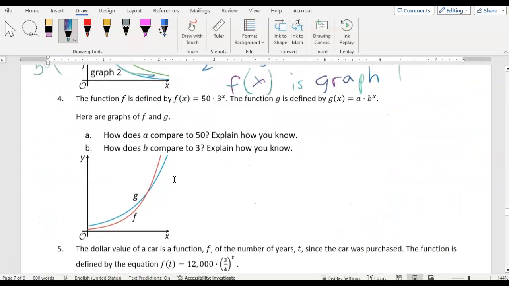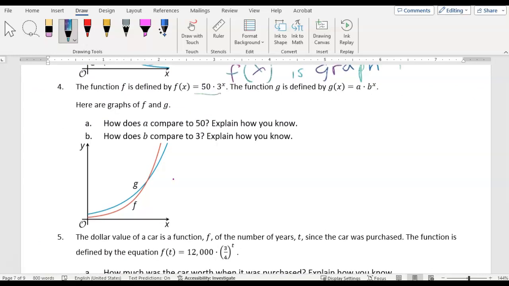All right, the function f is defined by, so again we have this similar situation here, graphs f and g. How does a compare to 50? So for g of x, if g of x is this blue line here, that means that a would be greater than 50 because the starting value for g is greater than the starting value for f. It says, how does b compare to 3? So here the function g is starting higher, but over time it goes underneath f, which means f is growing faster. So that means that b would be less than 3 because this graph is not growing as fast as graph f.